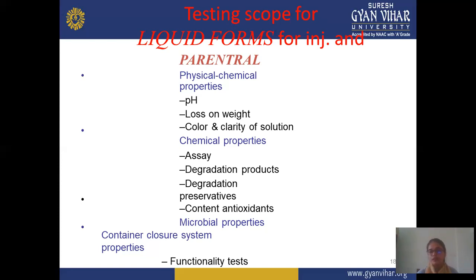Next is antioxidant content. You use an antioxidant if required, and before selecting the antioxidant, you assure that your antioxidants are of good quality. Next is container closure property, same as the previous one. In this, you check whether all the containers or required storage materials are good or not for your formulation.